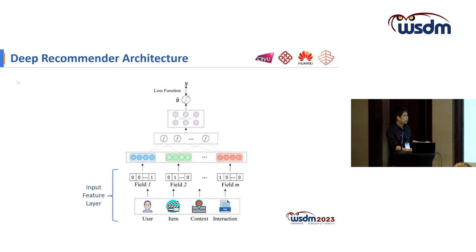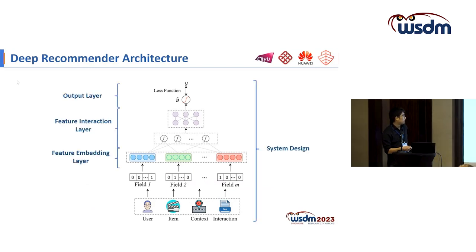This is a general structure of deep learning-based recommendation systems. This structure includes several different components. The first component is an input feature layer. In this layer, we consider finding some useful and relevant features to build the recommendation system. For example, we may consider the user profile, item attributes, and also some context information of the user-item interaction.